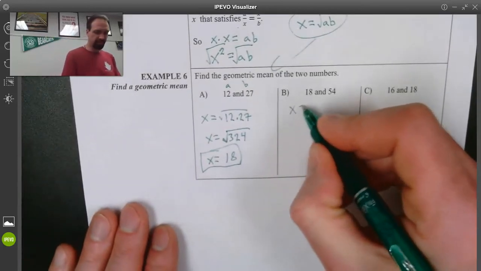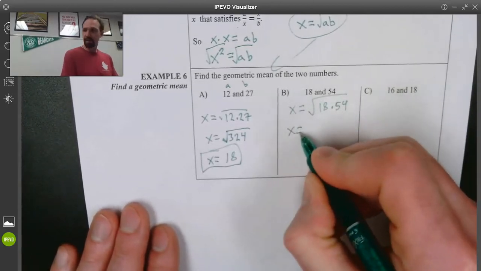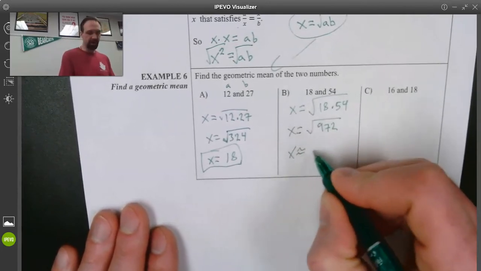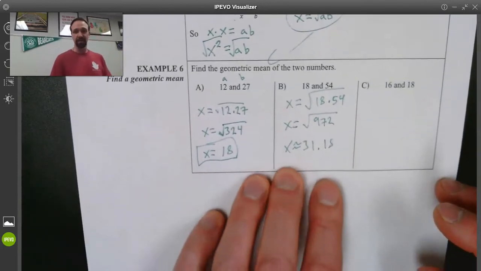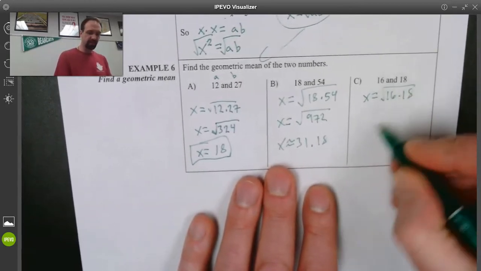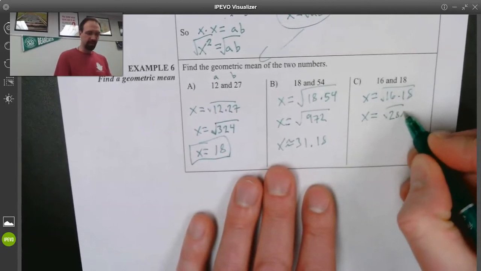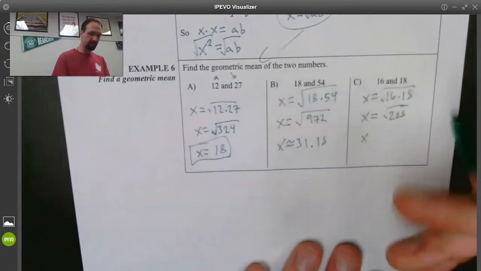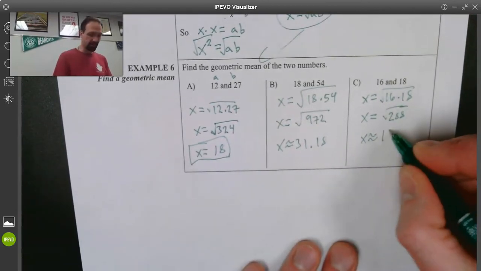18 and 54, so square root of 18 times 54. 18 times 54 is 972. So if I take the square root of that, we get approximately, so you see me switch my symbols here, 31.18. Again, I'm rounding to the nearest hundredth. That's 2 decimal places. Then for this last one, 16 times 18. So I'm going to take the square root of 16 times 18. So that's the square root of 288, which is approximately equal to, again using my approximately equal to symbols, 16.97.